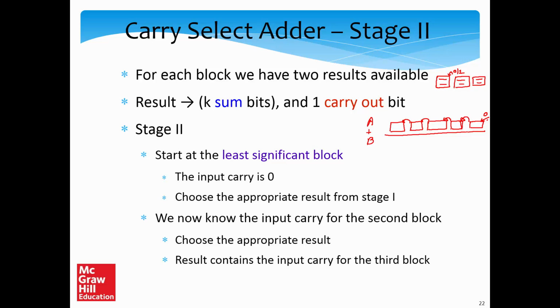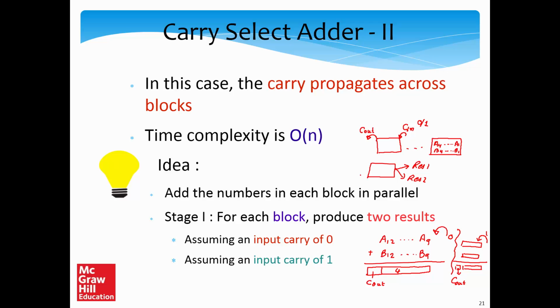So how long does this process take? Let's first find out how long stage 1 takes and how long stage 2 takes. Let's assume that each block has k bits. We are essentially doing the additions in all the blocks in parallel, mainly because there is no carry business, right? We are assuming a carry of both 0 and 1. And each block, since it has k bits, we can use a ripple carry adder. So that will take order of k time.